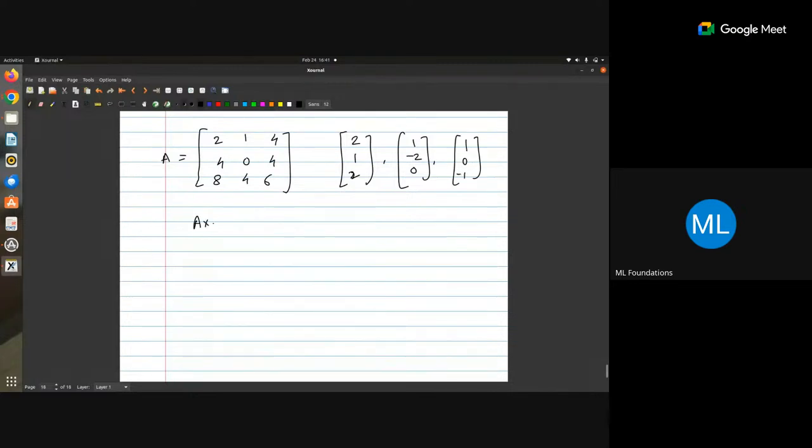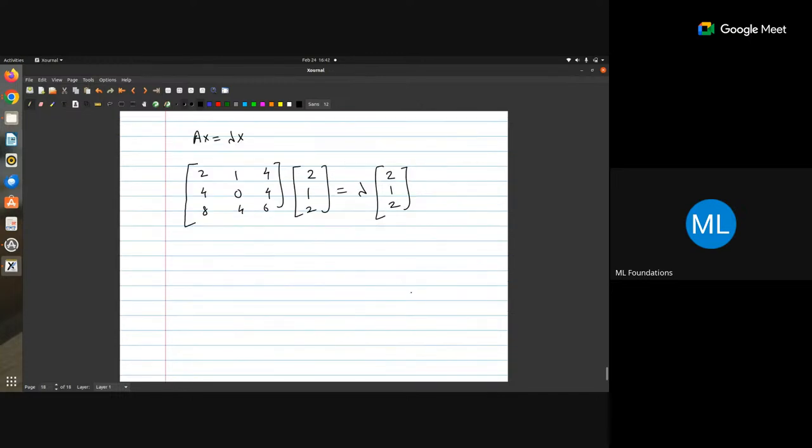Okay, so I'll check whether this will satisfy the equation or not. The matrix 4, 8, 1, 0, 4, 4, 4, 6 times this 2, 1, 2, you will get some lambda, which will satisfy this equation, right? Okay. Now 2 times 4 is 8, plus 1 is 9, plus 8. Are we able to get any lambda such that it will satisfy this? Not a real value, right?